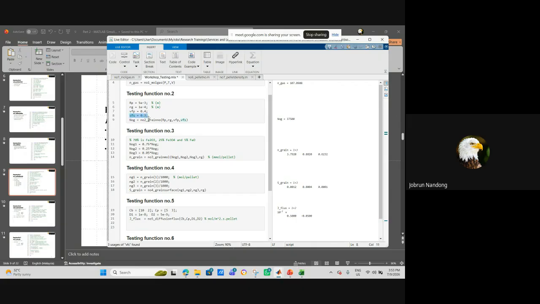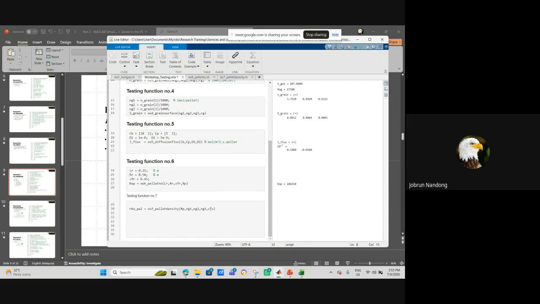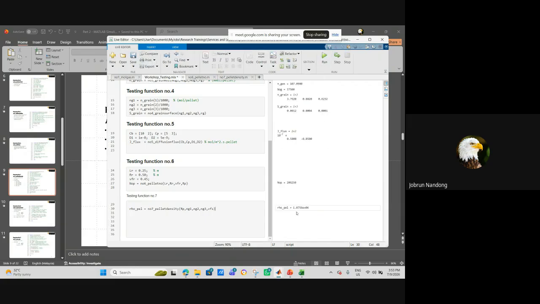0.30 of the pellet is occupied by the support material. So we can run this one and then we get the answer. That is the average density: 1.0756 times 10 to the power 6 gram per meter cube. So that is the average density.